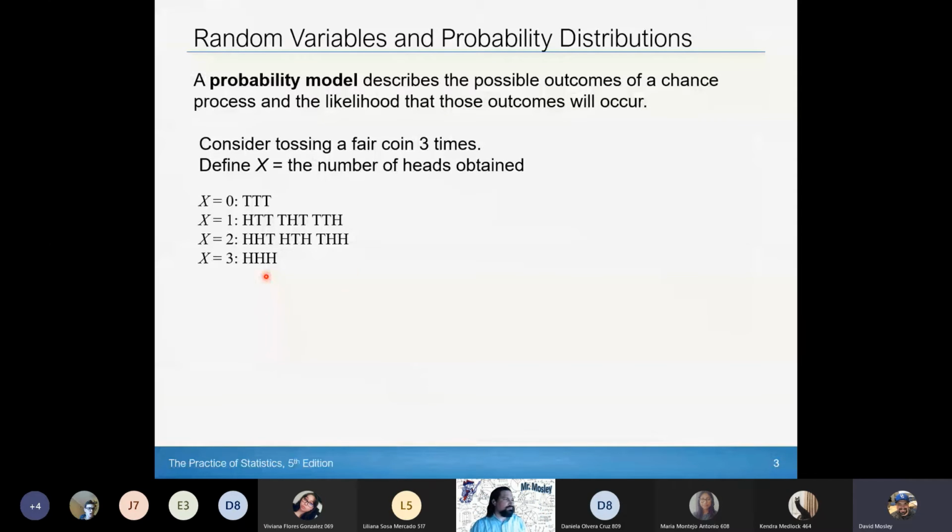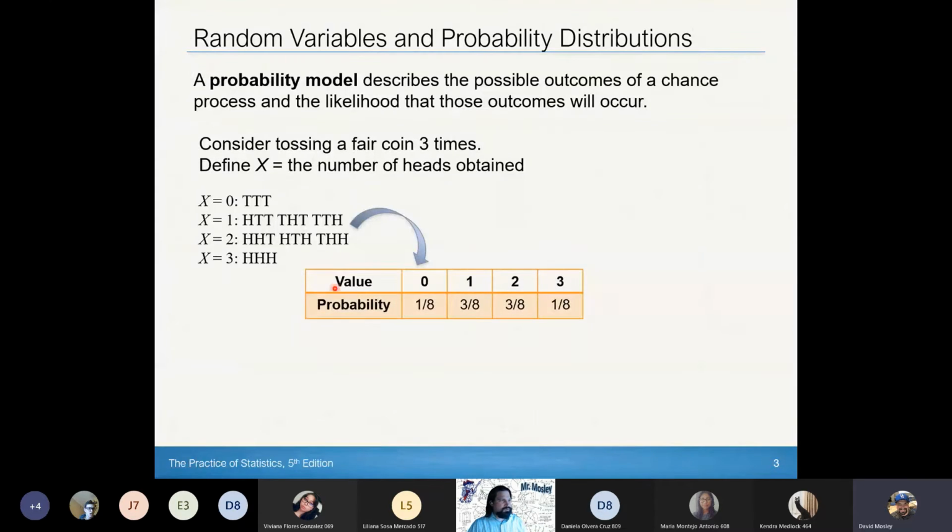So we can represent this in a table where the value of X is the top row and the probability of X having each of those values is the bottom row. There's only one way to have a value of 0, 3 out of 8 ways for 1, 3 out of 8 for 2, and 1 out of 8 for 3. And just like with other probabilities, these probabilities must add up to 1. Can't be more, can't be less, or else we forgot something.